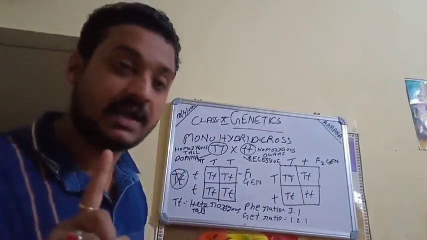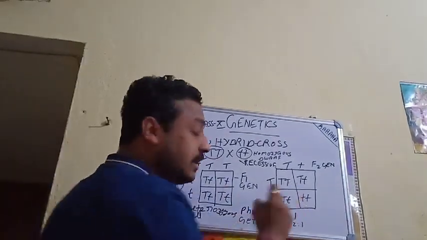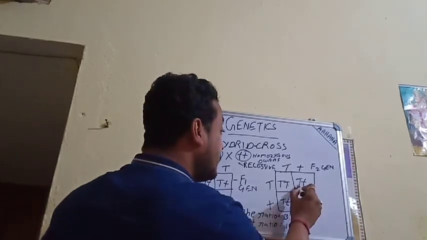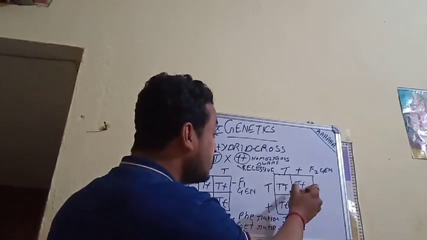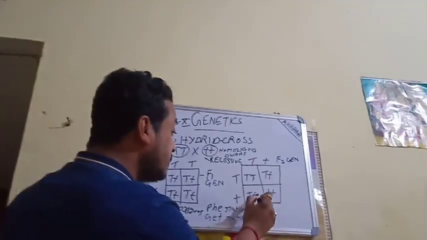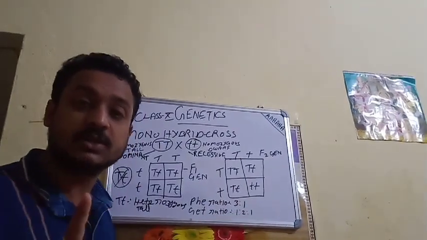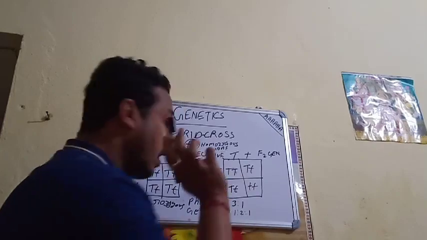I hope you can understand this. What I have said: capital T is tall, homozygous tall. Capital T small t, heterozygous tall because the genes are different. Capital T small t, again the genes are different, heterozygous tall. So 3 is to 1.